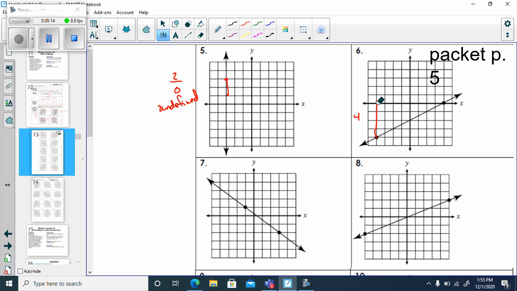I went up 4 and over 1, 2, 3, 4, 5, 6, 7, 8. Up 4 and over 8. Is that as simple as it gets? No, I can divide that by 4 over 4. That would give me 1 over 2. So essentially it means I go up 1 and over 2.